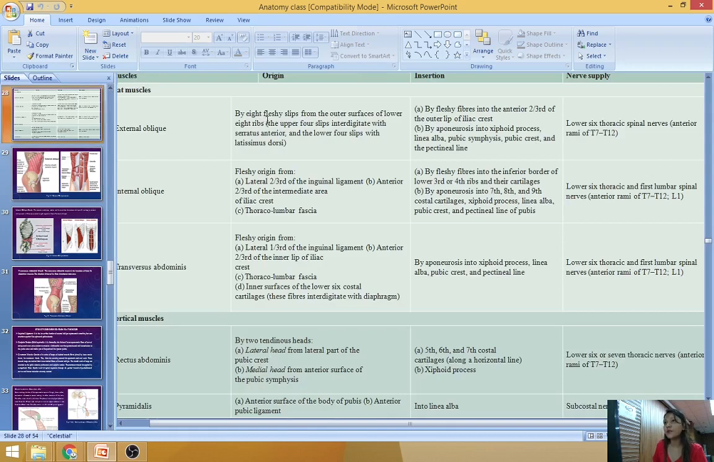Then we come to the origin, from the 8 fleshy slips of the outer surface of the lower 8 ribs. The upper 4 slips interdigitate with the serratus anterior and the lower 4 slips with the latissimus dorsi. Insertion is into the anterior 2/3 of the outer lip of the iliac crest and also into the xiphoid process, linea alba, pubic symphysis, all the midline structures. Nerve supply will be T7 to T12.